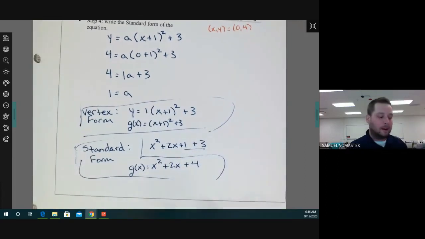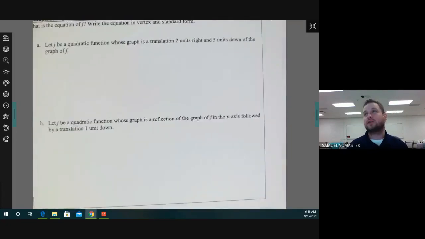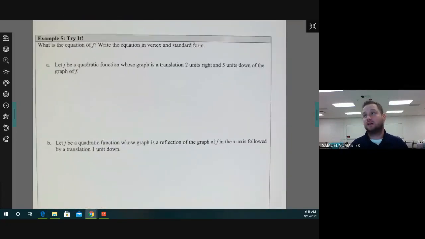So you got one more example you need to try on your own. On the next page, the highlighted one, please make sure you try that one on your own. Hopefully you picked up a printed packet because it's a lot easier if you have it. And then make sure those two are done. Make sure the homework assignment from the other day is done. And be ready to go when we meet live.